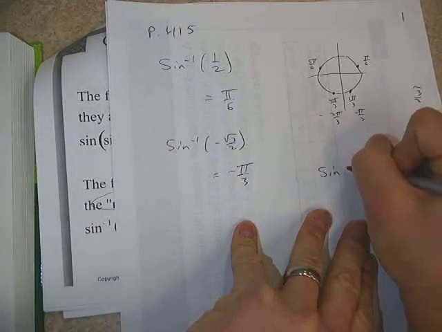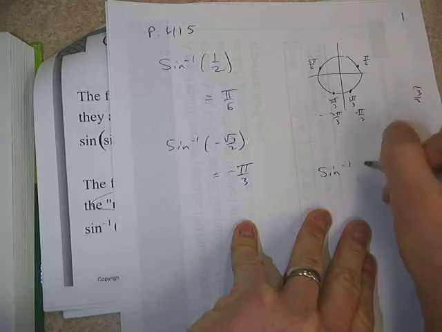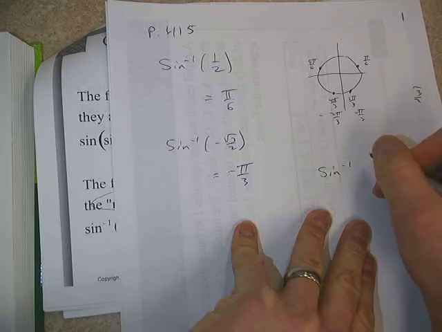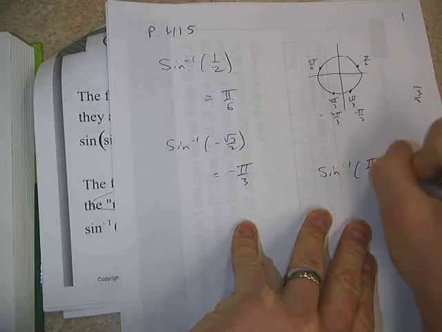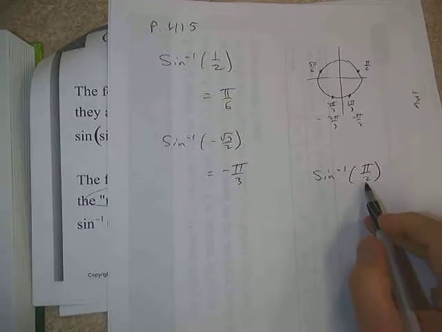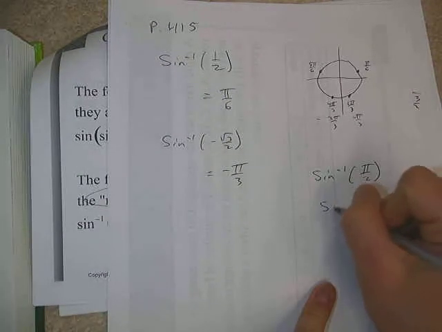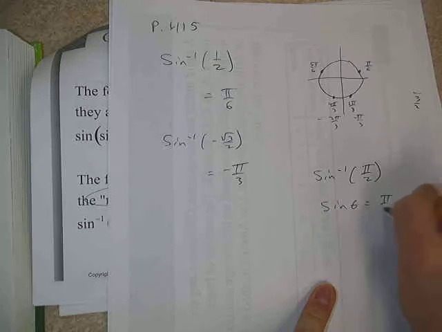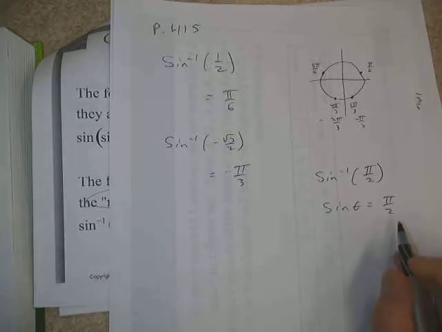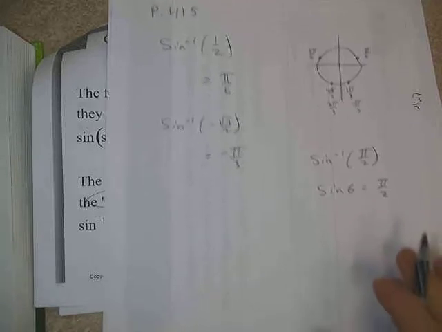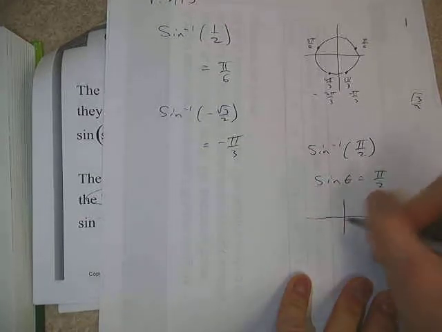Okay. The next one we have is sine inverse of pi over 2. Now here's one you've got to be a little bit careful with, because sine inverse of pi over 2 would come from sine of theta equals pi over 2. Remember, as a decimal, pi is 3.14, and if I divide that by 2, it would be 1.57, again, rounding. So if it's 1.57, I want you to think about what we know about the sine function.